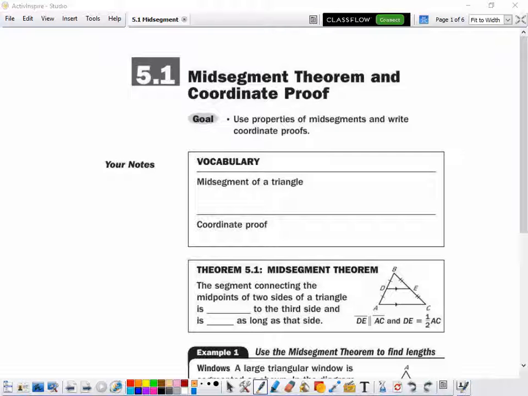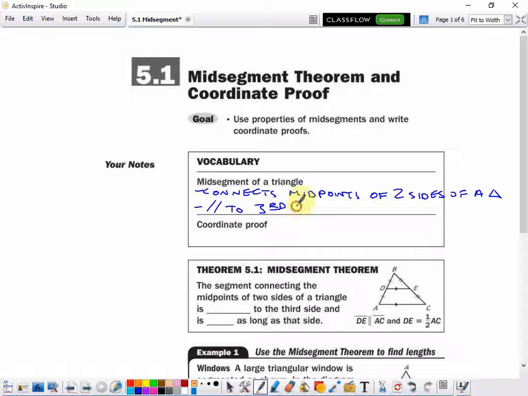Hey guys, today we're going to talk about mid-segments of a triangle. So we'll start with some vocab. A mid-segment of a triangle is a segment that connects midpoints of two sides of a triangle. That mid-segment is always parallel to the third side and half the length of the third side.